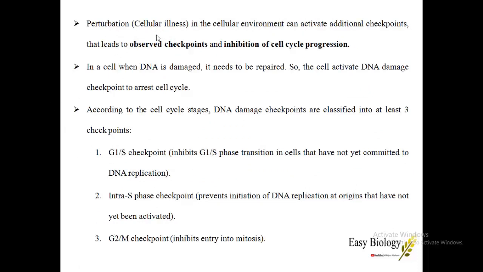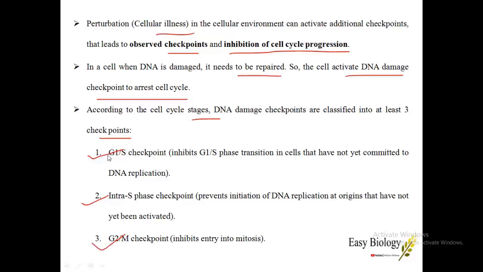Perturbation in the cellular environment can activate additional checkpoints that lead to inhibition of cell cycle progression. In a cell, when DNA is damaged, it needs to be repaired. So the cell activates the DNA damage checkpoint to arrest the cell cycle. According to cell cycle stages, DNA damage checkpoints are classified into at least three checkpoints. The first one is the G1/S checkpoint, the second one is the intra-S checkpoint, and the third one is the G2/M checkpoint. The G1/S checkpoint inhibits the transition in cells that have not yet committed to DNA replication. The intra-S phase checkpoint prevents initiation of DNA replication at origins that have not yet been activated. The G2/M checkpoint inhibits entry into mitosis.